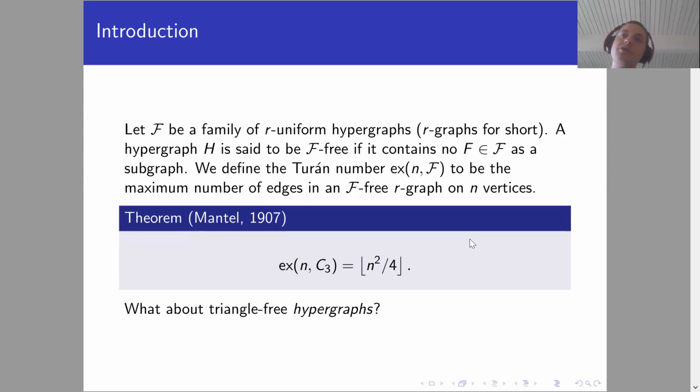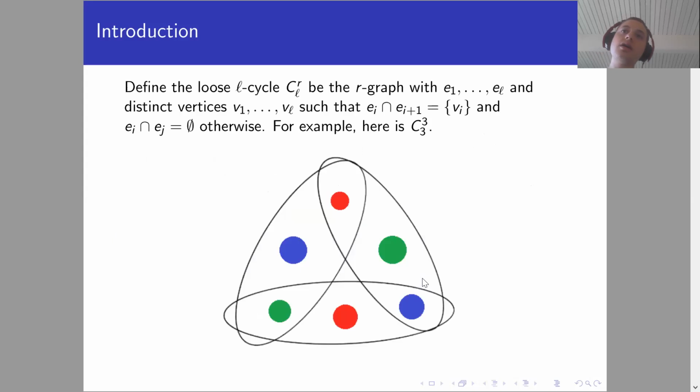And you can ask, what happens for hypergraphs? The first thing you have to figure out is what's the correct definition of an r-uniform triangle. And there turns out to be several non-equivalent ways to define it. To start, we'll be considering the notion of loose triangles. And more generally, we'll define the loose r-uniform l-cycle, C_l^r, in this way here. But it's easiest just to see this by picture.